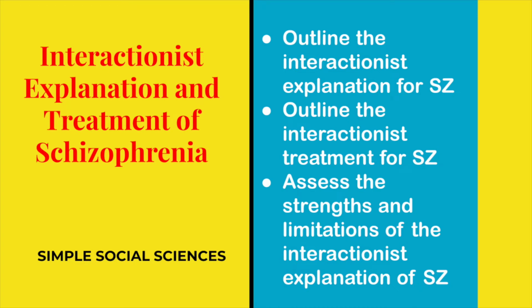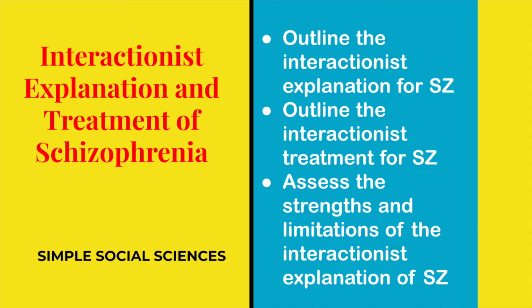Today we have our final session on the Schizophrenia series and we're looking at the interactionist explanation and treatment for schizophrenia. By the end of the session you should be able to do the following. Outline the interactionist explanation, outline the interactionist treatment, and finally assess the strengths and limitations of the interactionist explanation for schizophrenia.